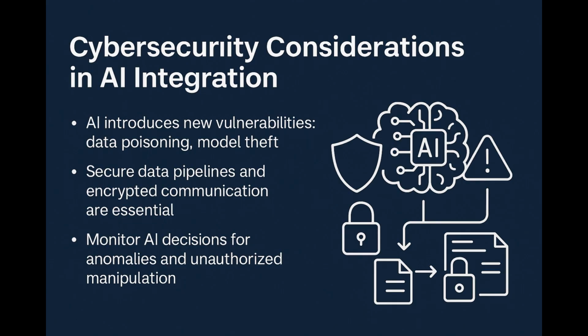Another concern is model theft or tampering. Just like software, AI models can be targeted, especially if deployed on edge devices or accessed through open APIs. To address these risks, it's critical to implement encrypted data transmission, secure access control, and model verification mechanisms. Monitoring AI decisions in real time for unusual behavior, what we call model explainability and auditability, is also key to catching anomalies early. In short, AI integration must go hand in hand with a strong cybersecurity framework that protects your models, your data, and ultimately, your operations.